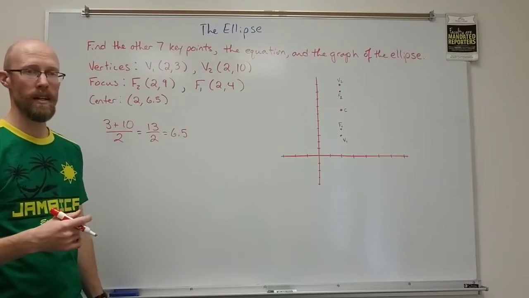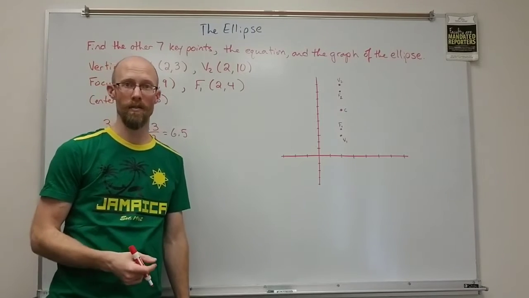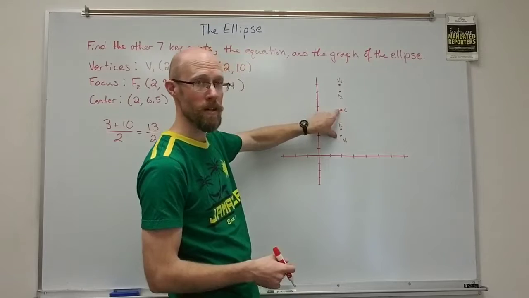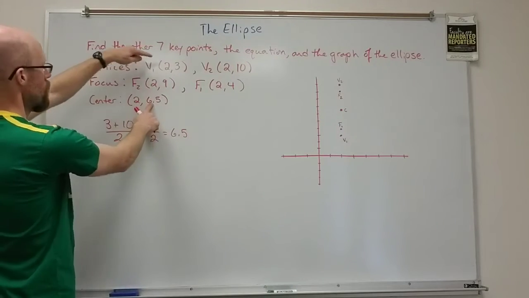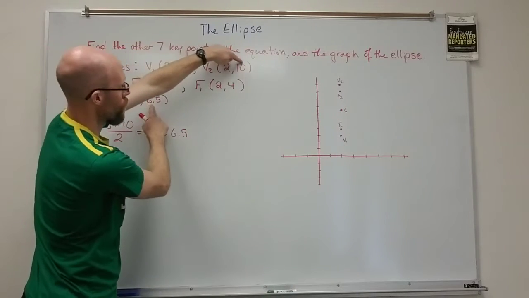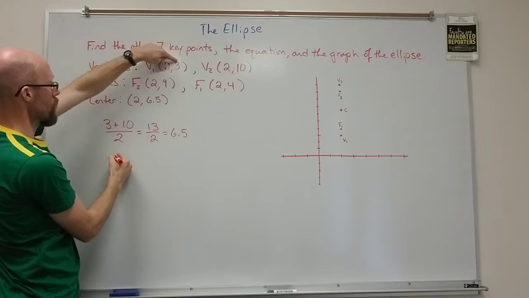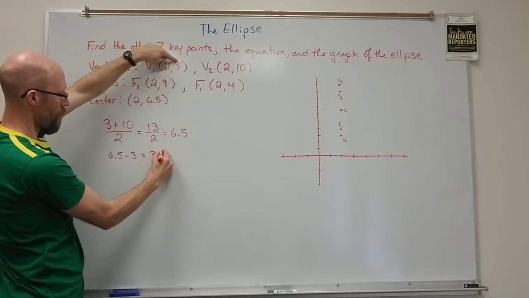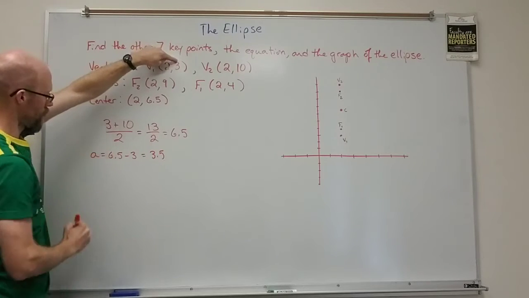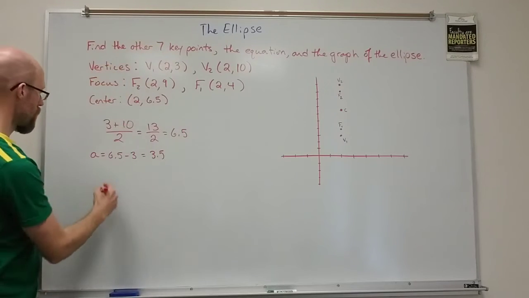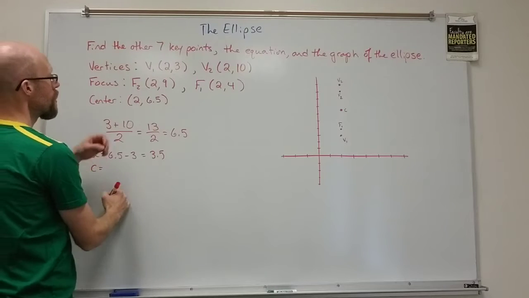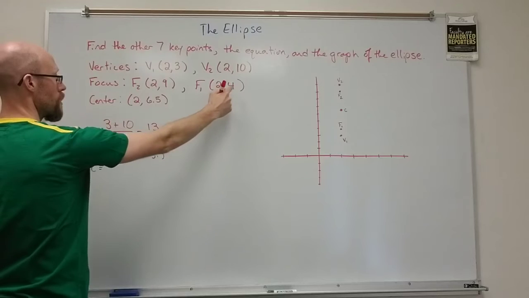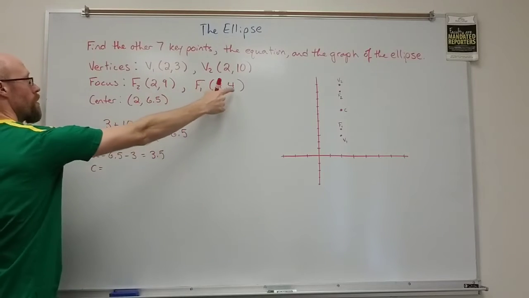I can also find little a and little c off of those, right? So little a is the distance from our center to the vertex, and it doesn't matter which vertex, I just subtract those values. So I could do 6.5 minus 3, that would be 3.5. That's our value for little a. Value for little c is going to be the focus to the center.